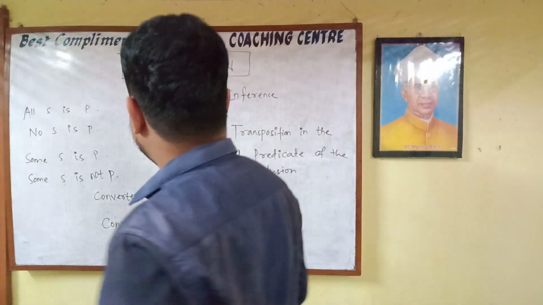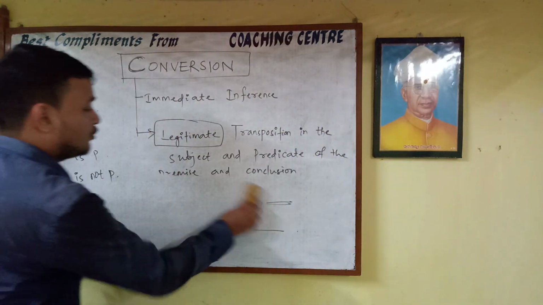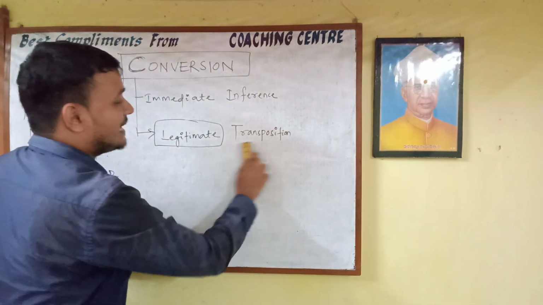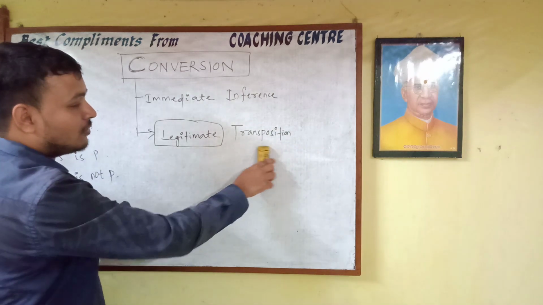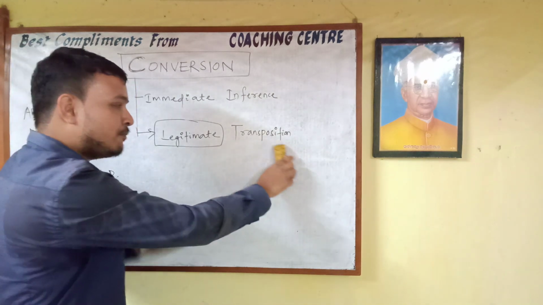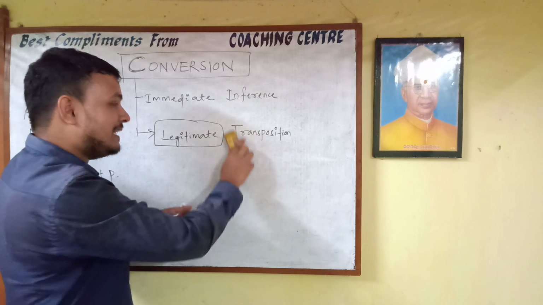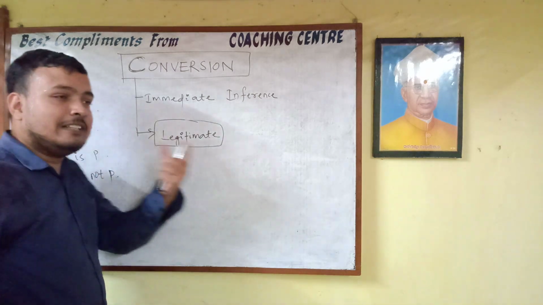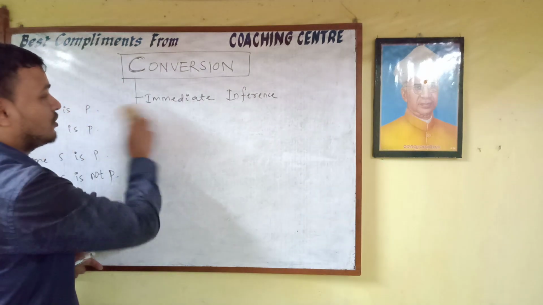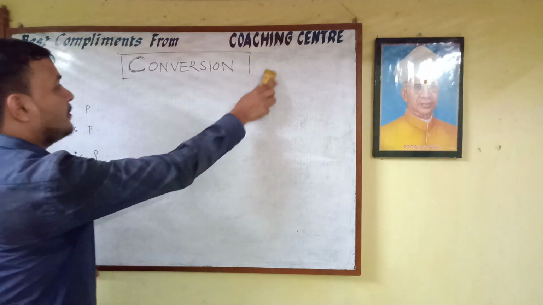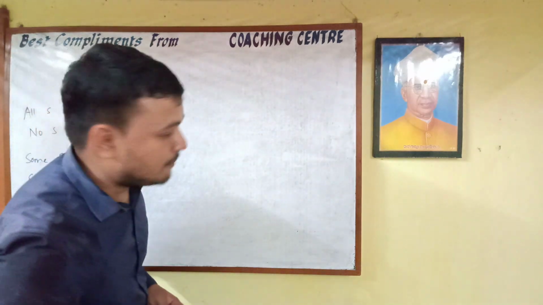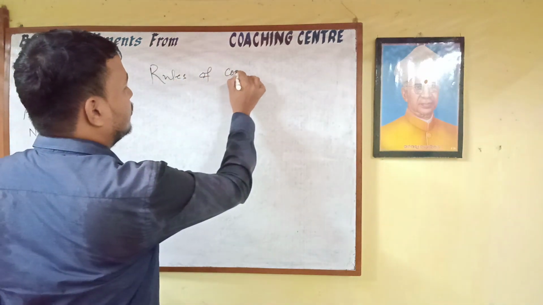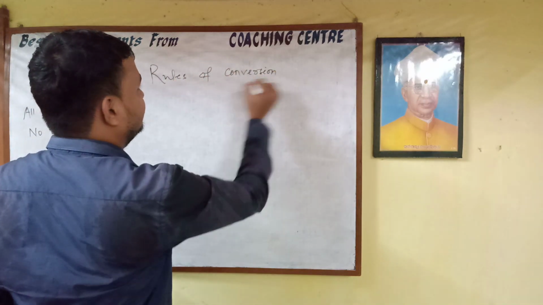Now we will approach the rules of conversion. Why rules? Because we are doing transposition, and the transposition should happen as per the law. So what kind of transposition? Legitimate transposition, as per the rules. That's why we have to focus on the rules of conversion.